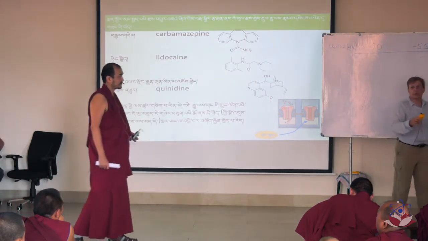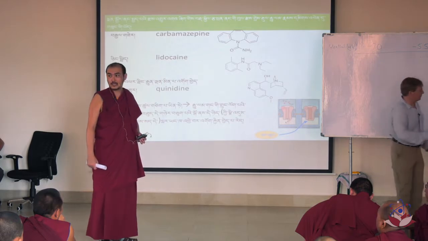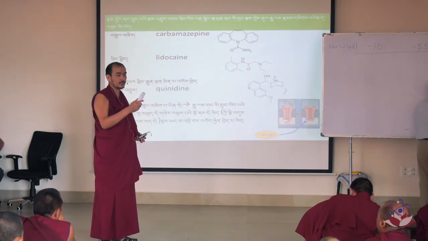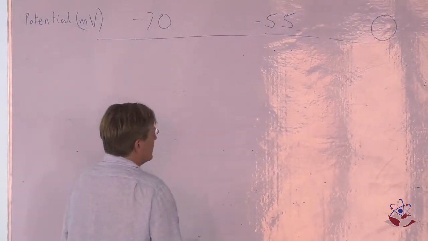How many people do we have here? 40? About 80, I think. About 70, 80 people.